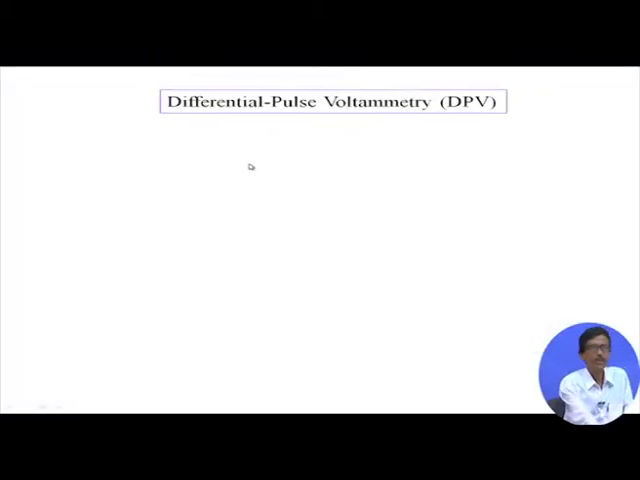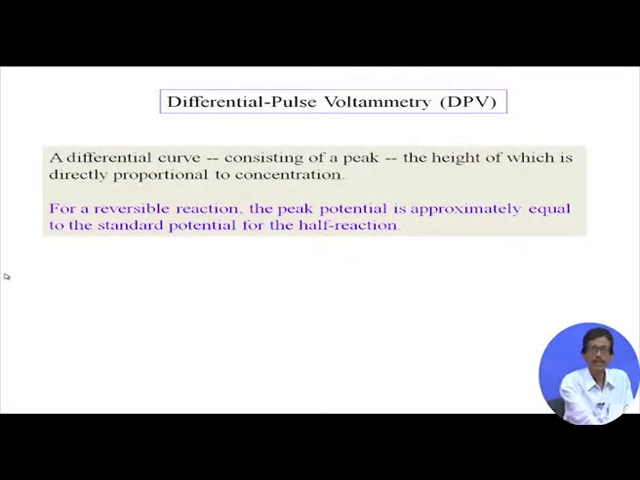So, what are the basic advantages of this particular technique? In DPV we get a differential curve. It is not a typical staircase-like curve, but we get a curve like absorption spectrophotometry, a differential curve consisting of a peak. If you have a maxima or a peak, we can find that peak as the corresponding potential for your electron transfer reaction. And one more interesting thing is that it is a very sharp peak, the height of which is directly proportional to the concentration of the analyte in the electrochemical cell.